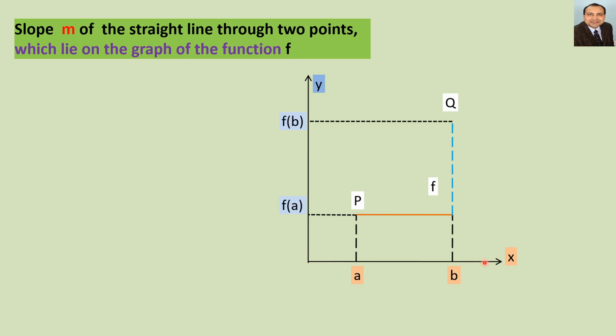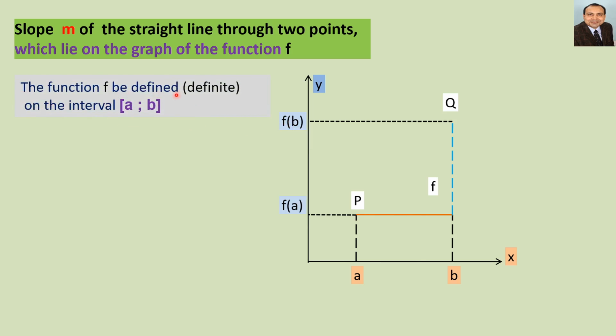This line is horizontal on the surface of the earth. This is one point, this is another point, the starting point and the ending point. For this point the function value is here, and for the other point the function value is here. The function f is defined on the interval, which means there is a definite value for the function on this interval.